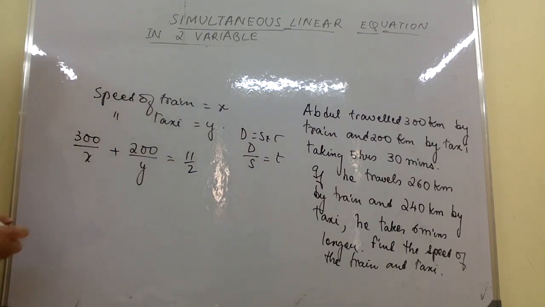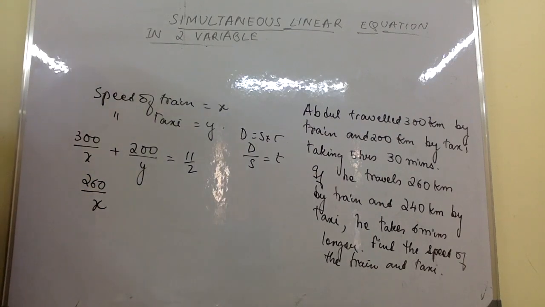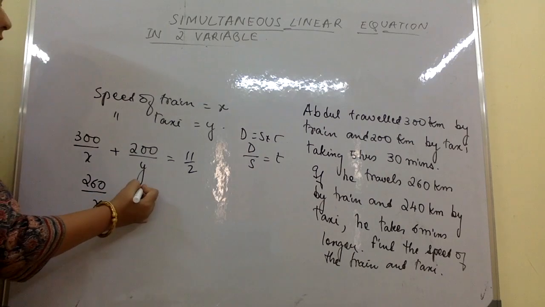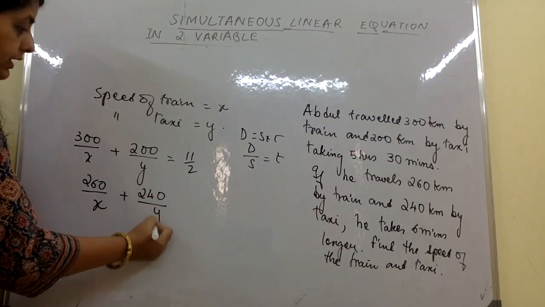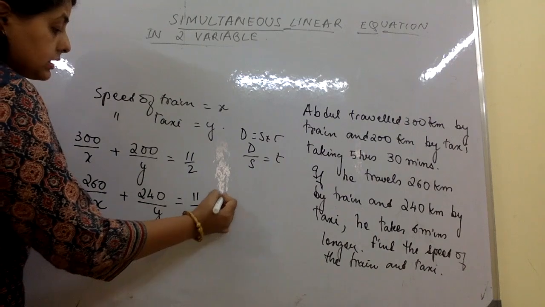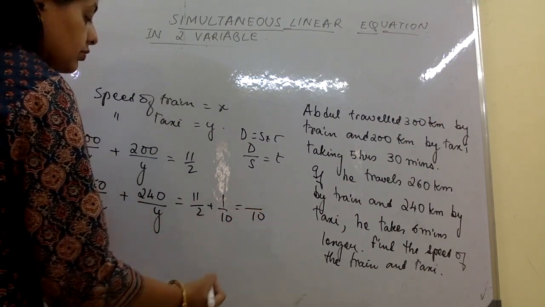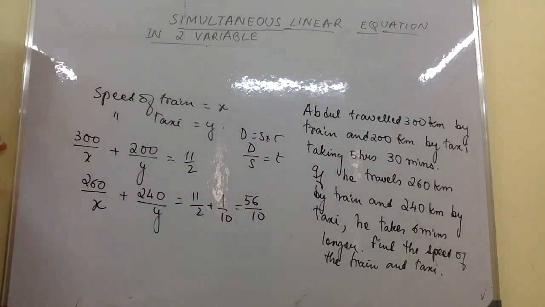Okay, the next one is 260 by x, because 260 kilometers is going by train, and then 240 by y, and that is 6 minutes more, means 5 hours, and I can write 11 by 2 plus 6 minutes means 1/10 of an hour. So I'll do this calculation here. So this is 10, how much? So it comes to 56 by 10. Okay, so these are my two equations.